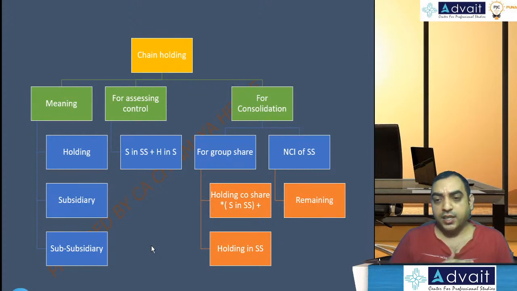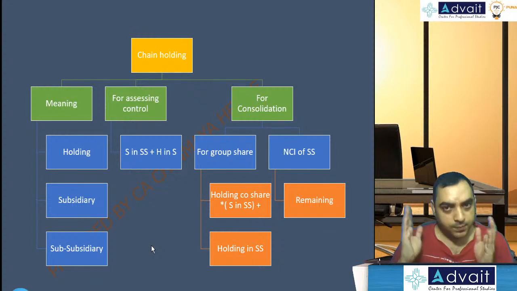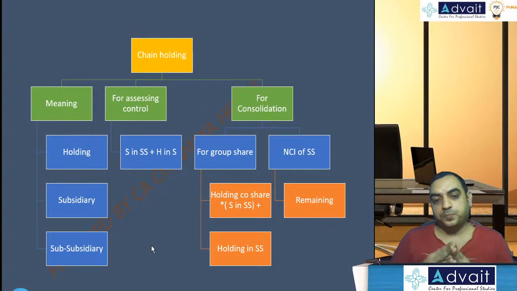Ruchi Jain is asking, control is there even if it is less than 15%, can it be assumed? Yes, that's what I'm telling. You have to look at the circumstances. It may be, may not be. But in this case, for exam purpose, assume there is control.